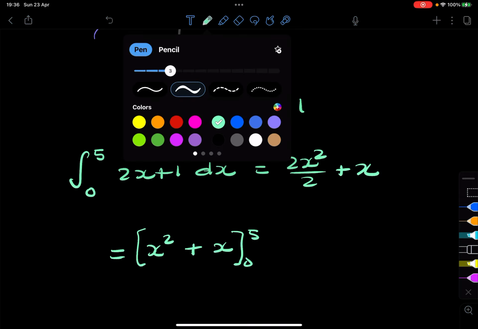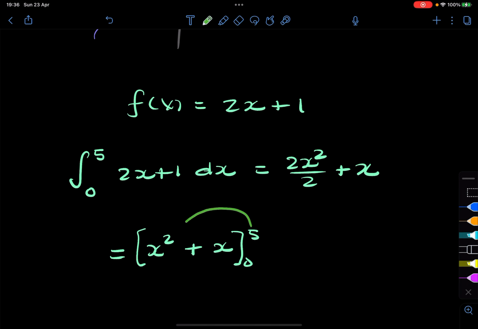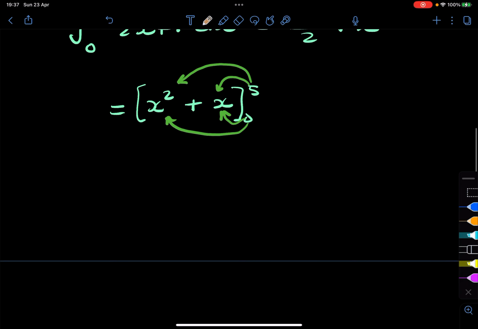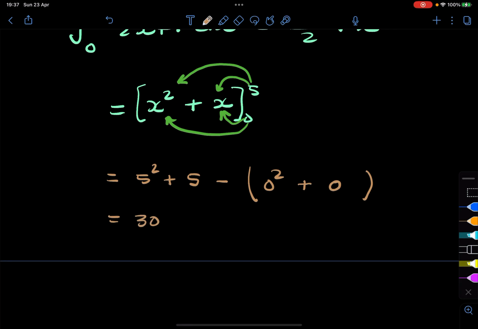So what you do is you substitute 5 instead of x, and you substitute 0 instead of x, and you subtract the two. So the answer would be 5 squared plus 5 minus 0 squared plus 0. So the answer is 30. So this value, that is your area.